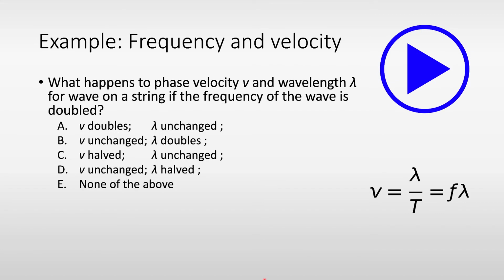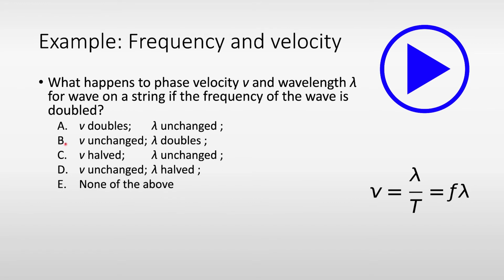So the key equation we're looking at here is v equals f lambda. So this is the key part that we're looking at. Simple analysis of this equation, however, doesn't tell us exactly what we need to know. The thing we do know is that we're on the same string, and we said earlier that the phase velocity is a function of the material through which the wave propagates. So what that means is if we're not changing the medium, we're not going to change the velocity.